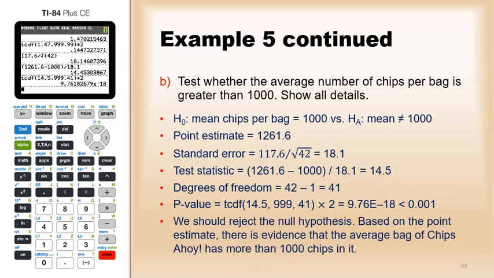So definitely less than 0.05. We should reject the null hypothesis. Based on the point estimate, there is evidence that the average bag of Chips Ahoy has more than 1,000 chips in it.